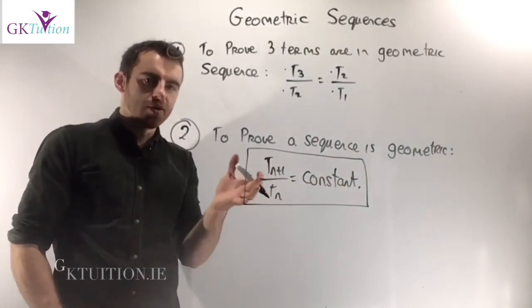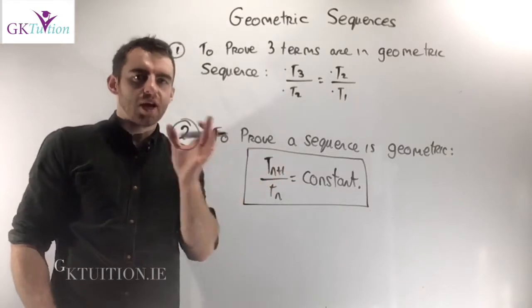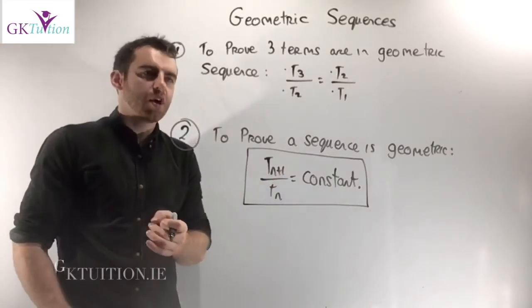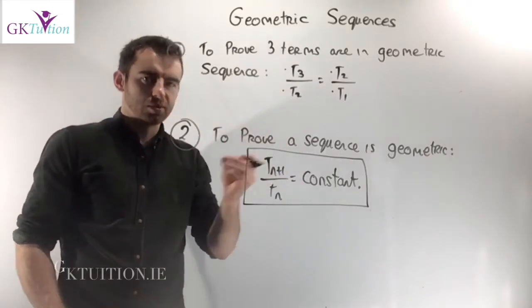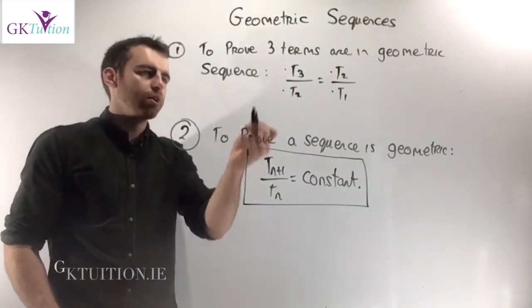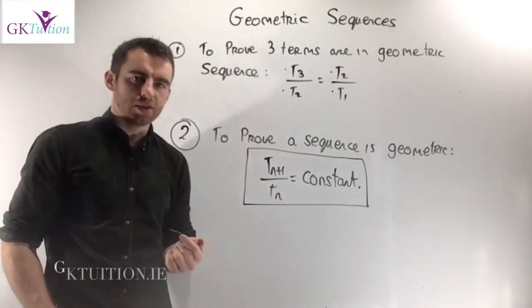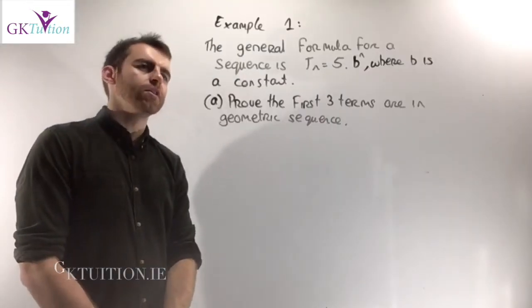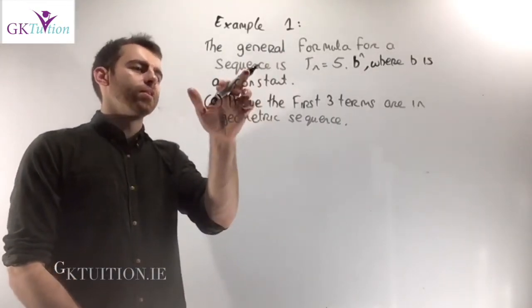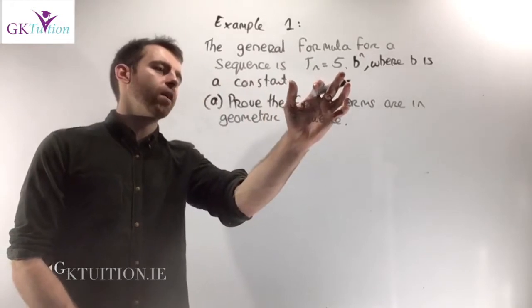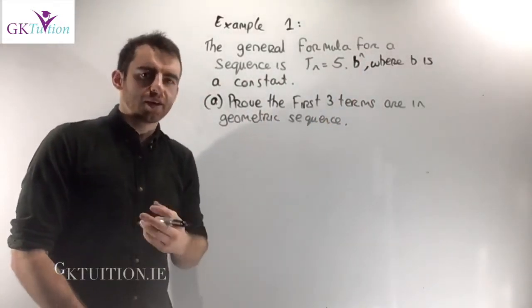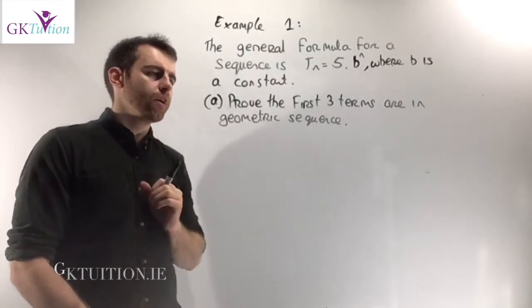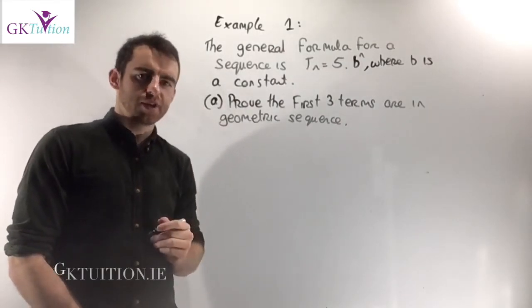So I want you to notice how this mirrors the video we did in arithmetic sequences, where we had to prove 3 terms were in arithmetic sequence and we had to prove a sequence was arithmetic. For this video, we're going to explore this theory and do a few questions on it. If I gave you a question that said that the general formula for a sequence is Tn equals 5 times b to the power of n, where b is a constant, I could then ask you to prove the first 3 terms are in geometric sequence.